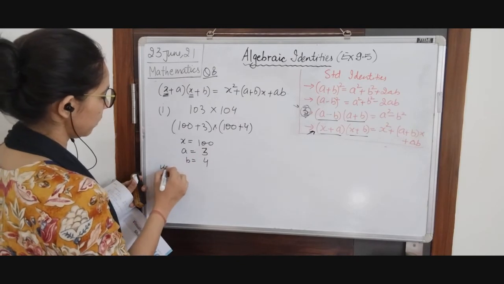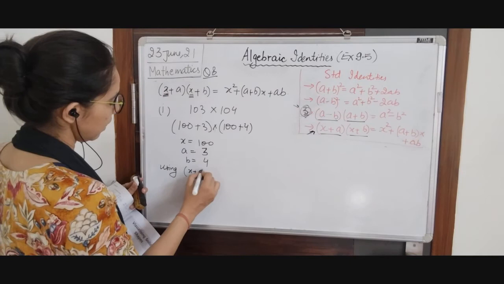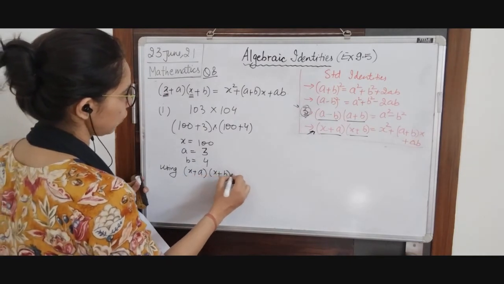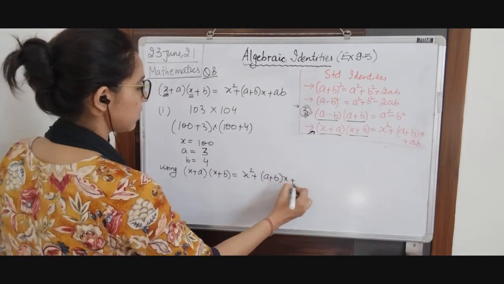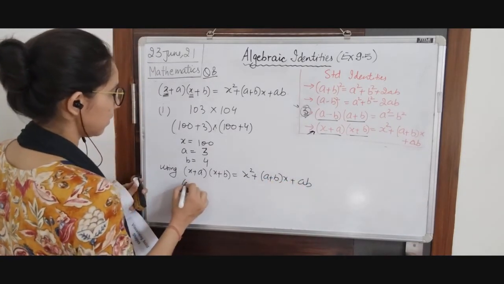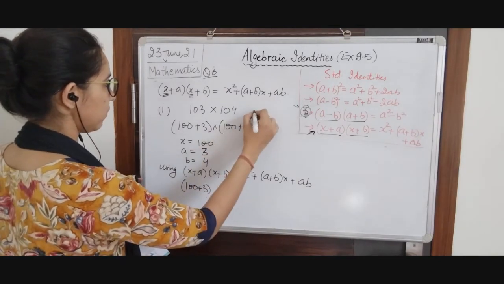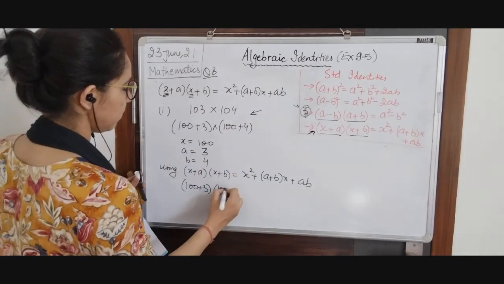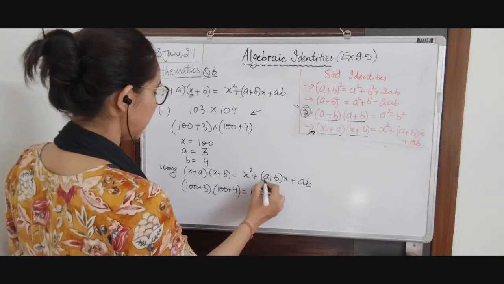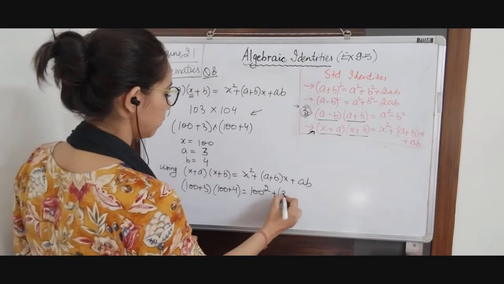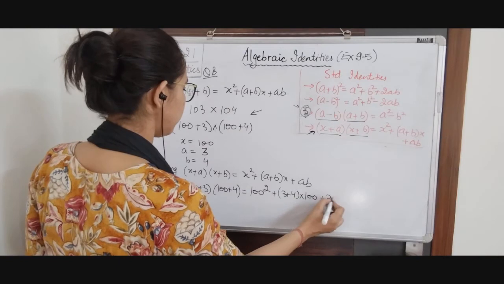Okay, so using the identity, x plus a into x plus b, which is equal to x square plus a plus b x plus ab, your given product, which is 100 plus 3 into 100 plus 4, will be equal to 100 square plus a plus b, 3 plus 4, into x, into 100, plus 3 into 4.